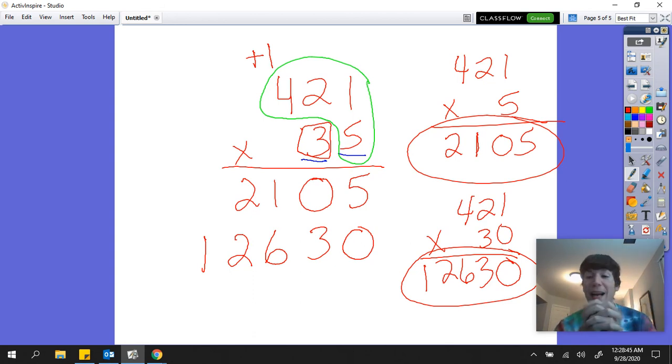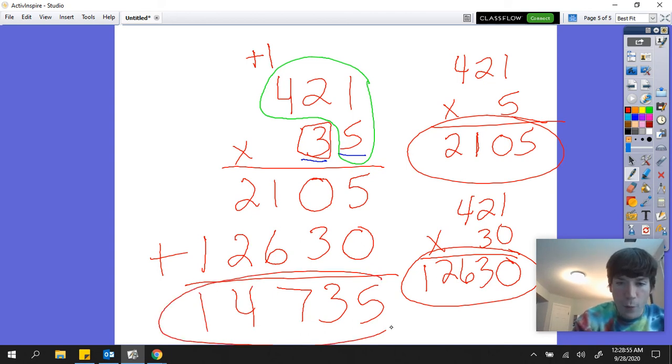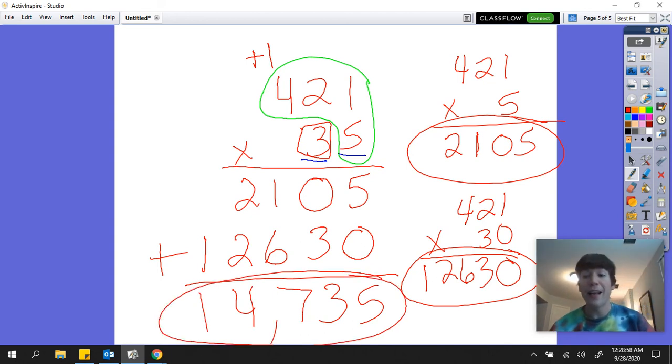I want to combine those together. So what I'm going to do is add these two pieces together, which is going to give me this total of 14,735.